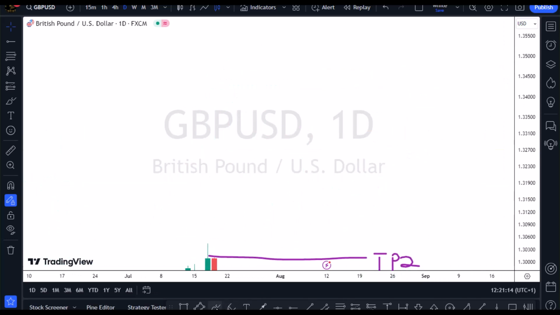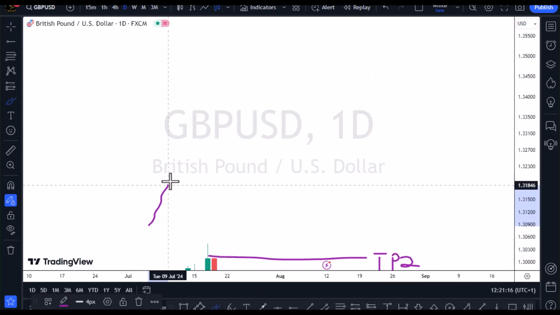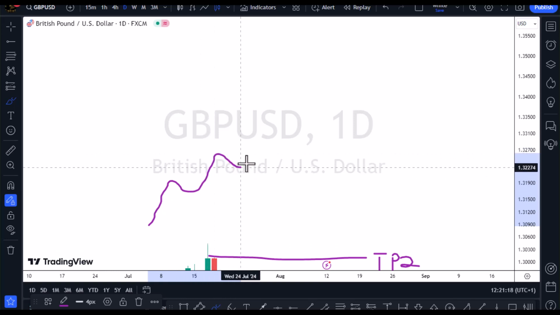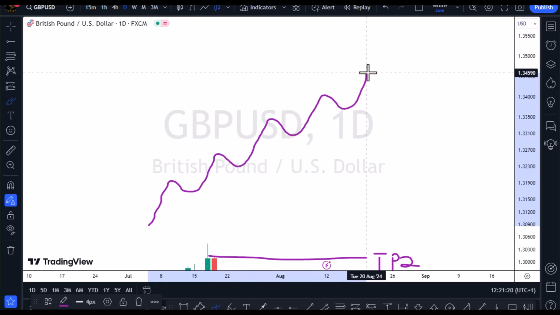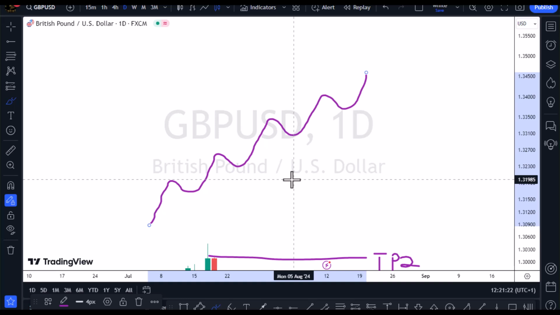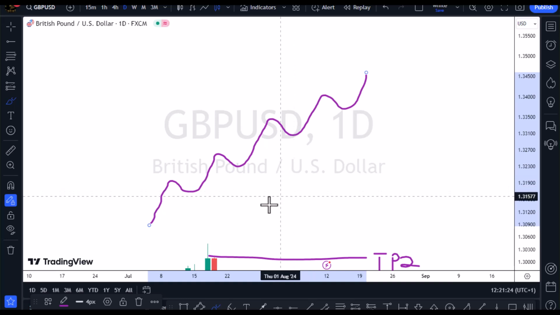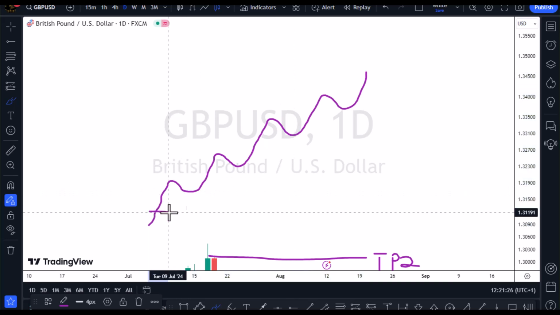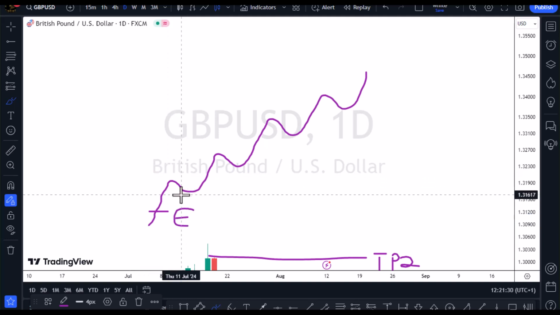So let's say, for example, you were in a long entry and the market keeps on going up, going up. So a trailing stop is an order that moves with your price. So let's say, for instance, you make an entry right here. Your entry is at this level right here. So as the market keeps on going up, you keep on trailing.